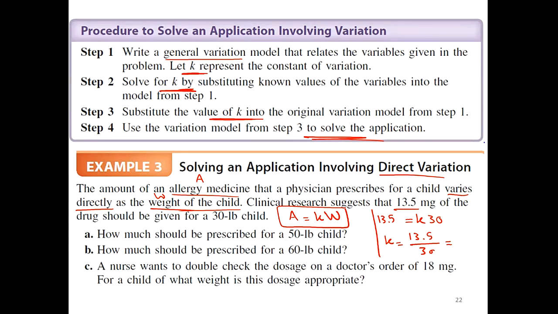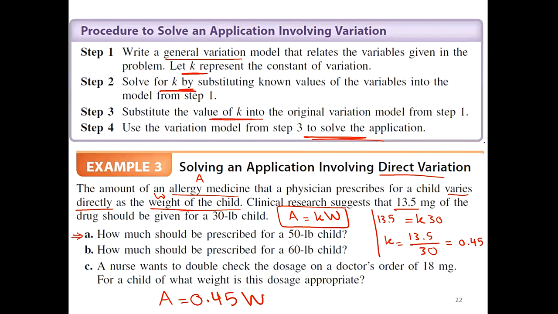By calculator we can find 13.5 divided by 30 equals 0.45. Okay, this is the constant. So we can conclude the formula: A equals K times W, where the value of K is 0.45. This is the formula. Now, what's the first question?